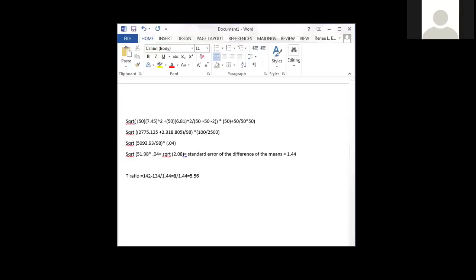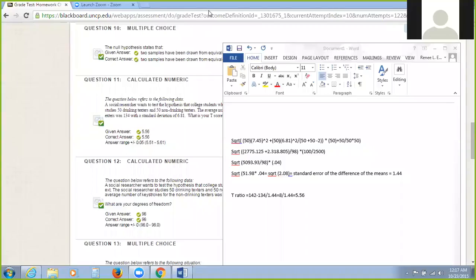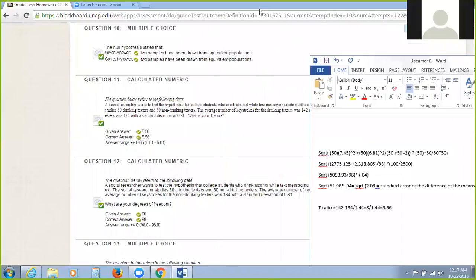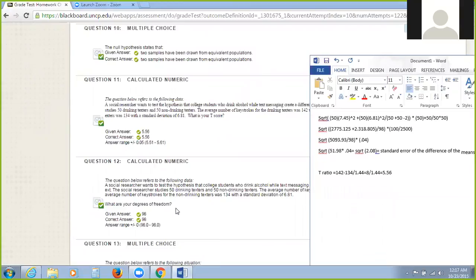The next question asks, what are the degrees of freedom? Degrees of freedom in the problem here is always going to be N1 plus N2 minus 2. You always have two groups that you're comparing.